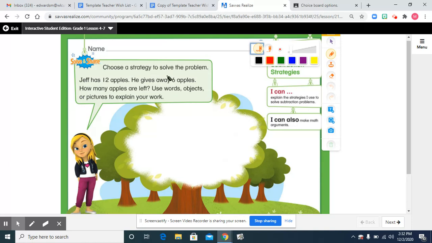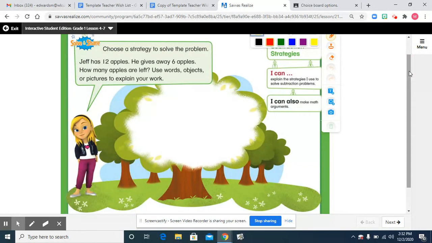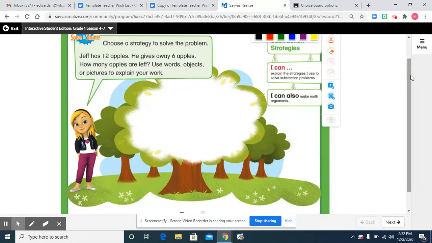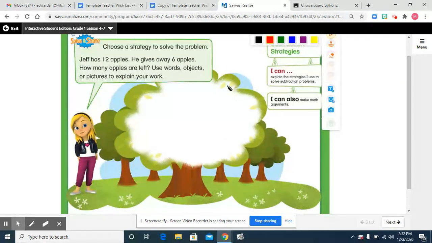It says, choose a strategy to solve the problem. Jeff has 12 apples. He gives away 6 apples. How many apples are left? Use words, objects, or pictures to explain your work. Okay, so since they give us a tree, I think we should draw a picture. Okay, Jeff started with how many apples? It says 12. So you can draw 12 apples, or you could just draw 12 A's, since apple starts with an A. I'm going to draw 12 A's.